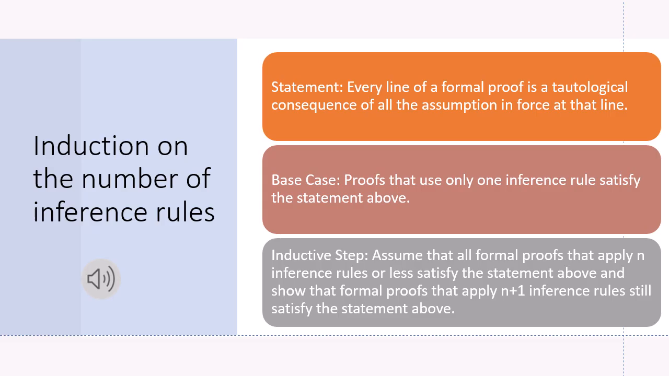And then, like dominoes sort of following, this will show us that formal proofs of any length with any number of inference rules applied satisfy that statement that every line is a tautological consequence of the assumptions in force at that line. And that'll be the proof of the soundness theorem. And again, here we're working by mathematical induction, and the induction here is based on the number of inference rules that we're applying.